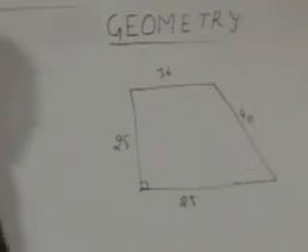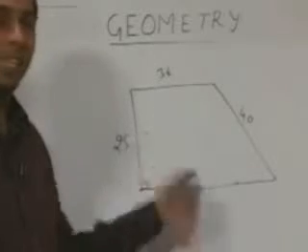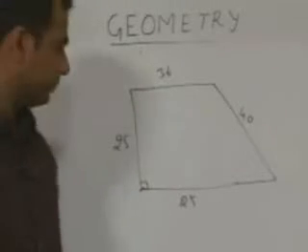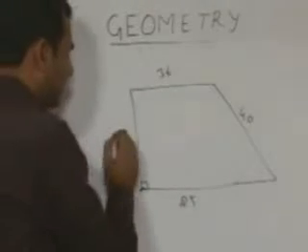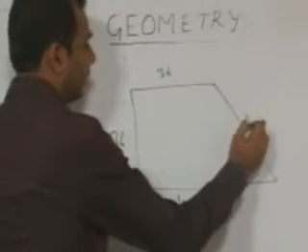Now let's say, for example, this is the question here, which was asked in one of the CAT papers. You need to find out the area of this particular figure. This side was in fact 36, this side was 40, and these two sides are 25 and 25.